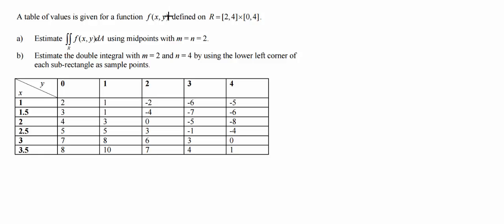In this problem, you're given the function values of f of x, y in a table. Some of the function values, I guess. And our region is defined by the interval 2 to 4 on the x-axis and the interval 0 to 4 on the y-axis. I'll draw that for you in a second to show you exactly how that determines your rectangle. And we're asked to estimate the double integral of f of x, y, dA over that region R.